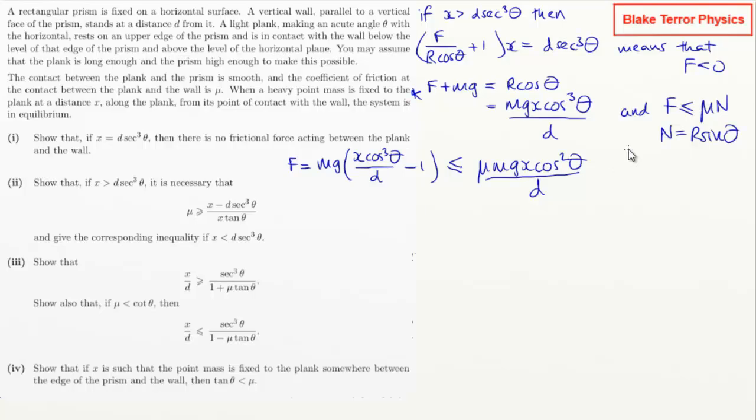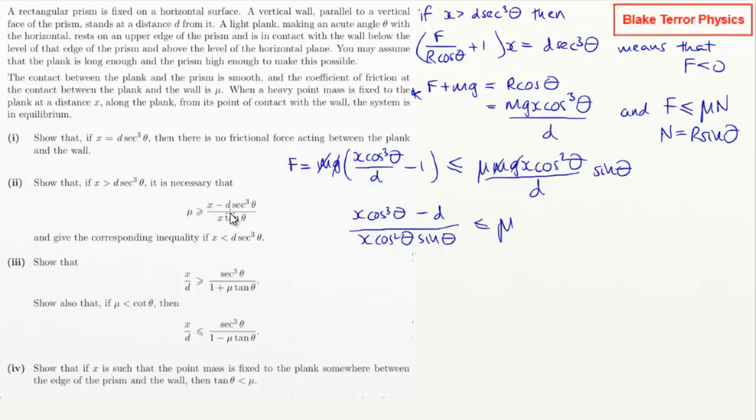Yeah, that's it, isn't it? Oh, times sine theta for the r. Right, okay. So I need to get mu, which is on the right side at the moment, to be the subject, and get rid of the mg's. So I've got x cos cubed theta minus d, divided by x cos squared theta sine theta, is less than or equal to mu. Right, so what have they got?